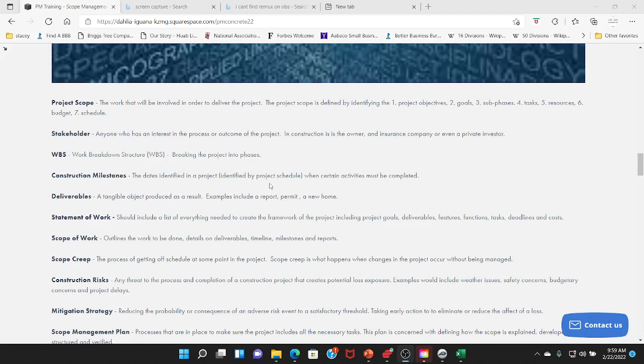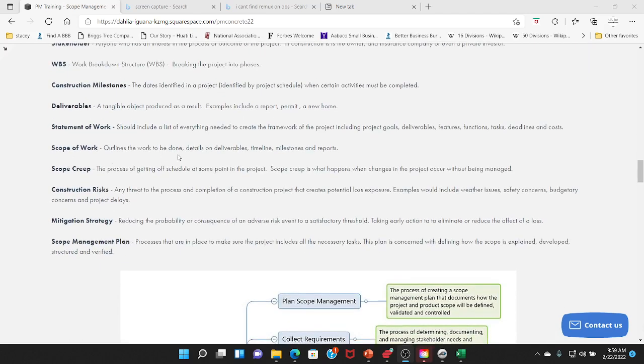Okay, scope of work. Now we know what that is. That's what we're familiar with as contractors that do the work. It outlines the work to be done, and details the deliverables, timeline, milestones, and reports.